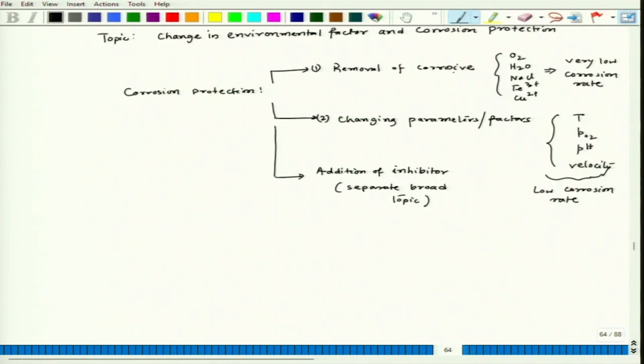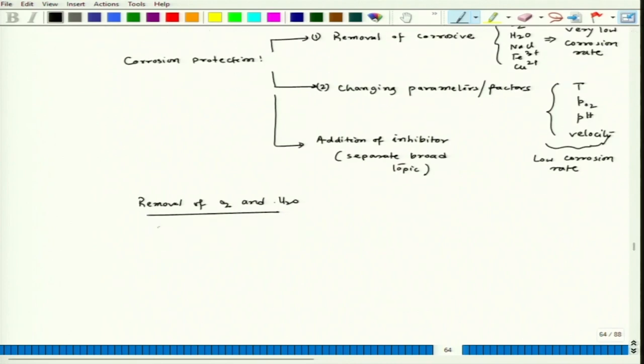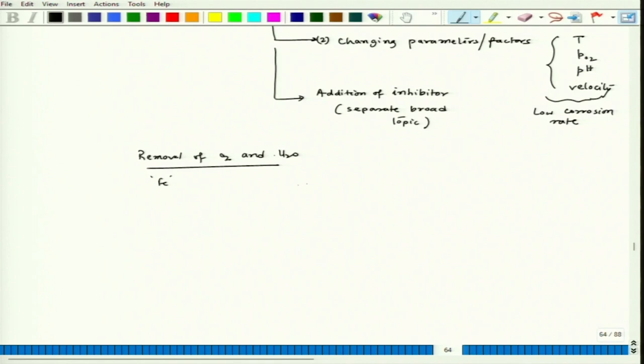Now, when we talk about the removal of corrosive, let us see how we can go for corrosion protection if we remove oxygen and H2O. Let us see what it does on metal. Let us say I take iron or steel. In case of steel, in the presence of oxygen and H2O, it can oxidize and form Fe2+, and oxygen can take up this electron and convert to OH minus. This is the cathodic reaction.